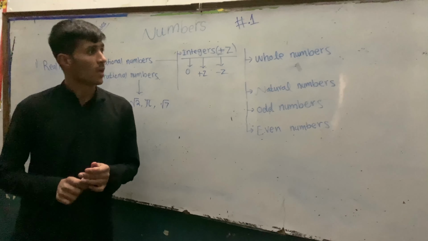Then we have further division in rational numbers. Rational numbers are divided into integers. You know about integers. Integers are all positive and all negative numbers along with zero. Integers are 0, positive numbers, and negative numbers. If I draw a number line here, pretend this is the midpoint, which is 0. To the right, all numbers are positive.